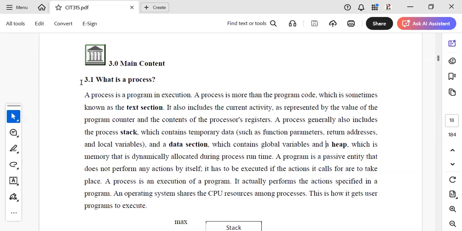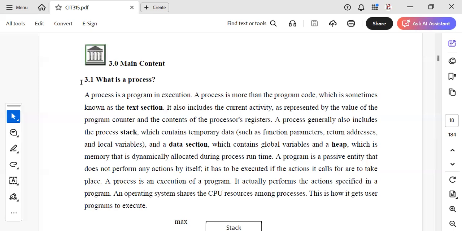An operating system shares the CPU resources among processes. This is how it gets users' programs to execute. So this lists how the process is being executed. The first one is the start, and the second one is the heap, the data, and the stack at the end. I should explain that one before we go further.